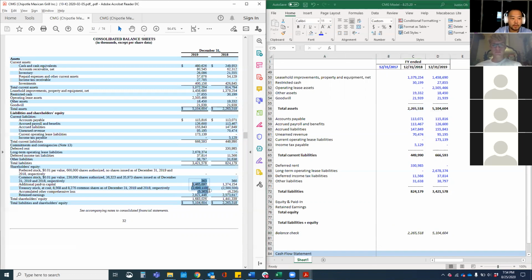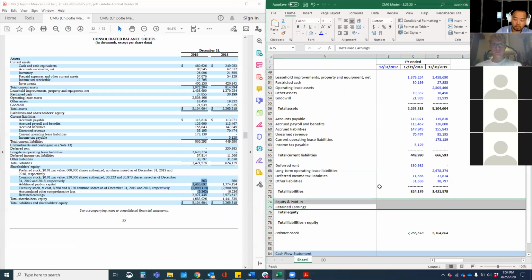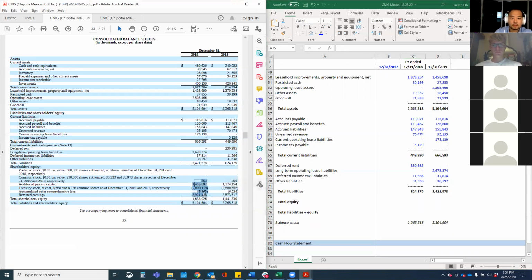I'm just gonna lump all these other things into one. So what I just did there is I copied them all down, summed them up, and I'm going to copy them as a value into equity. I'll do that here too.